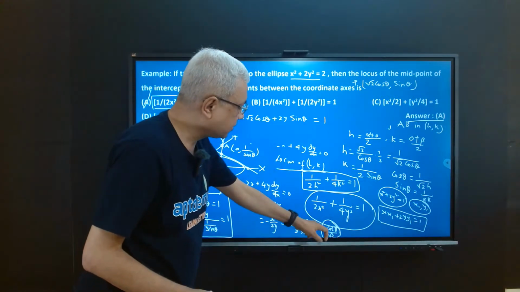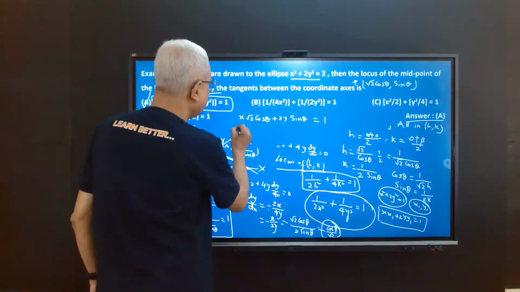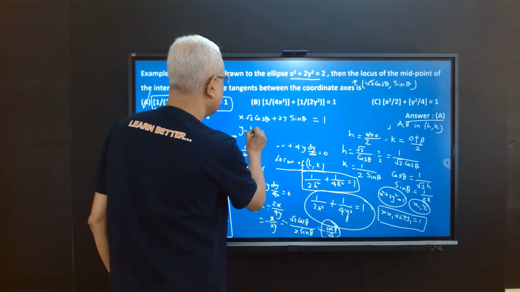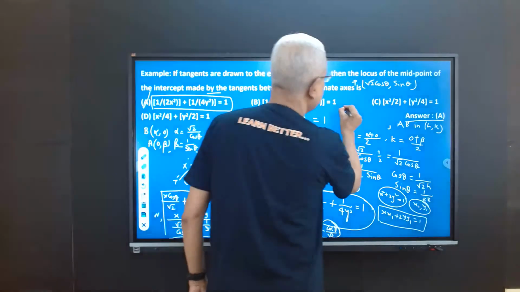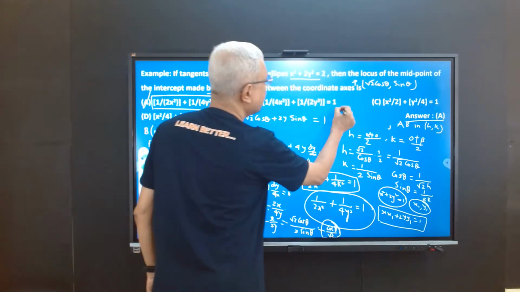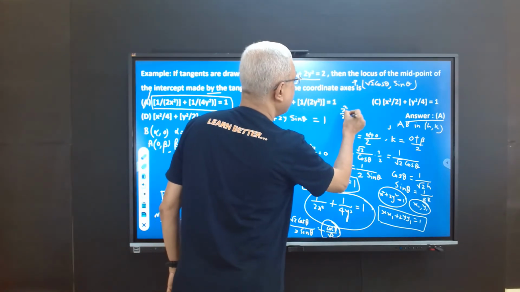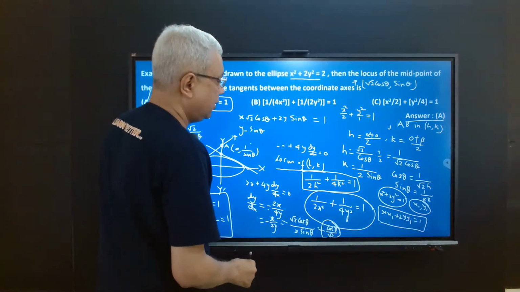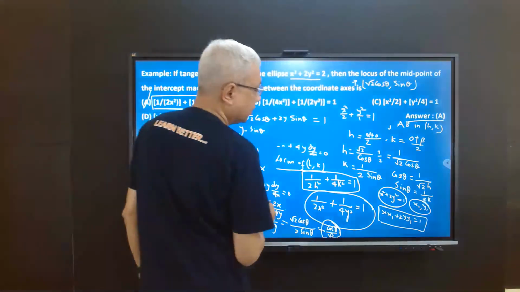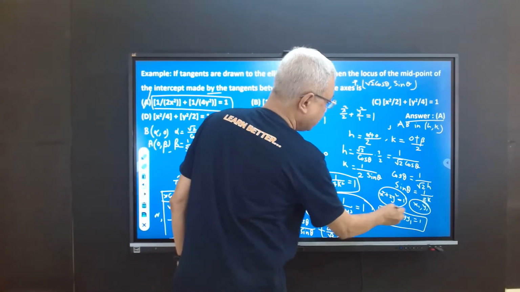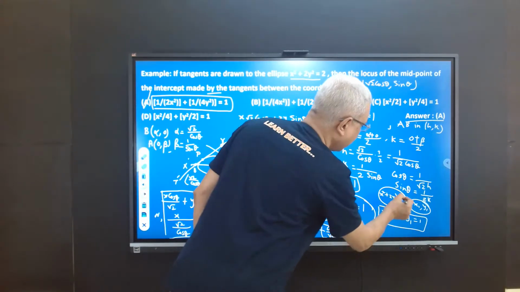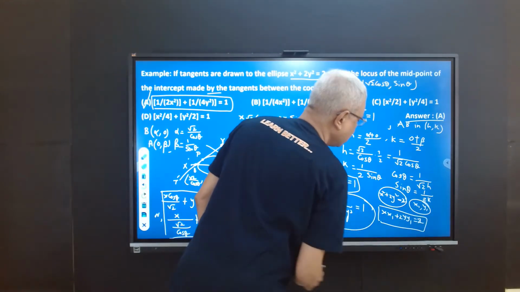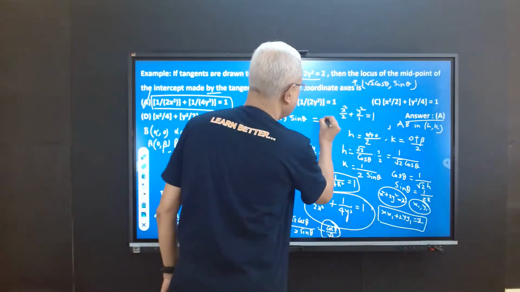gradient of the tangent is minus cot theta by root 3. So equation of the tangent is y minus sin theta, because you see the given equation is x square plus 2y square. So x square by 2 plus y square by 1 equal to 1. Here actually it is wrong. Our given equation is x square plus 2y square equal to 2. So it is 2.